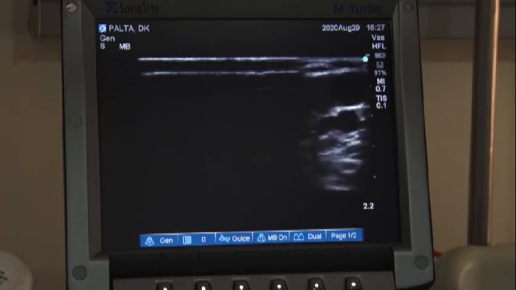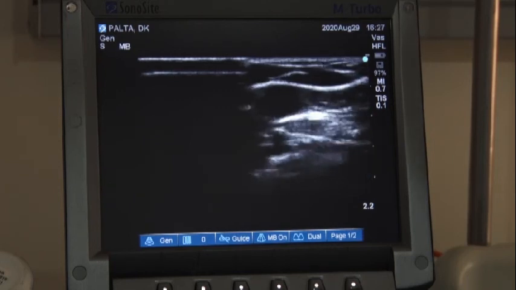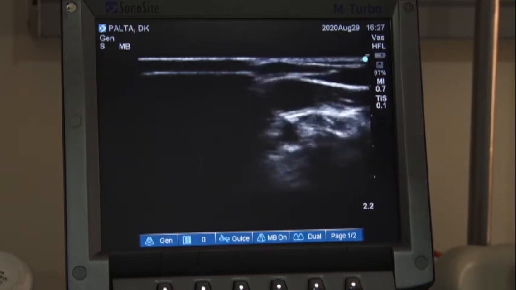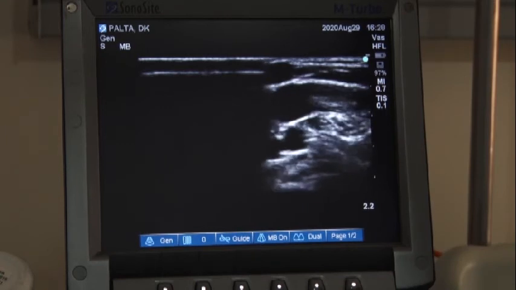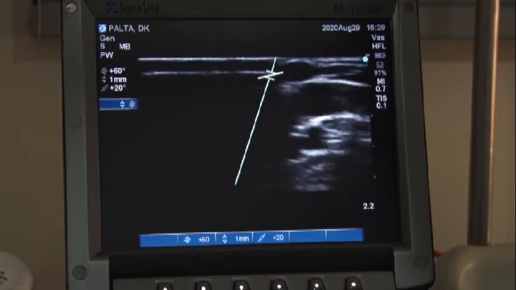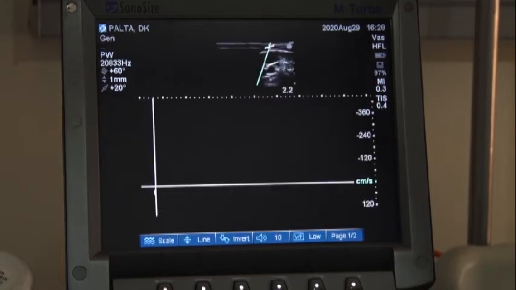Join, and now this is the basilic vein. It's again dividing into two. This is the basilic vein. So we'll see the flow in this vein as outflow. Yes, it appears that it is there.